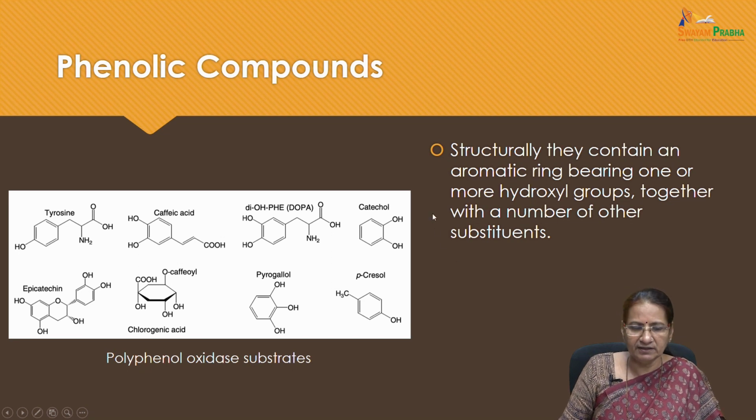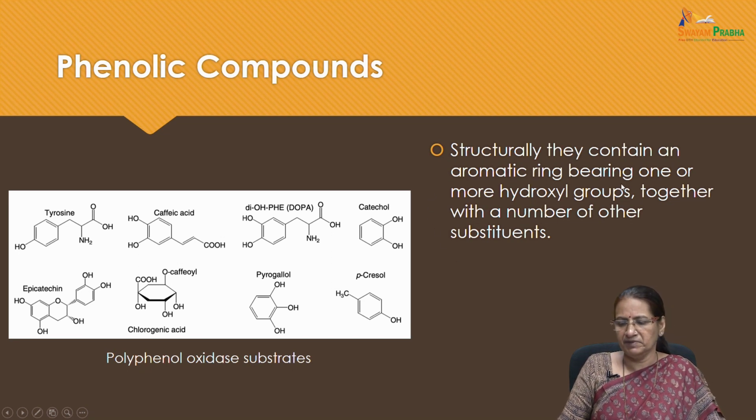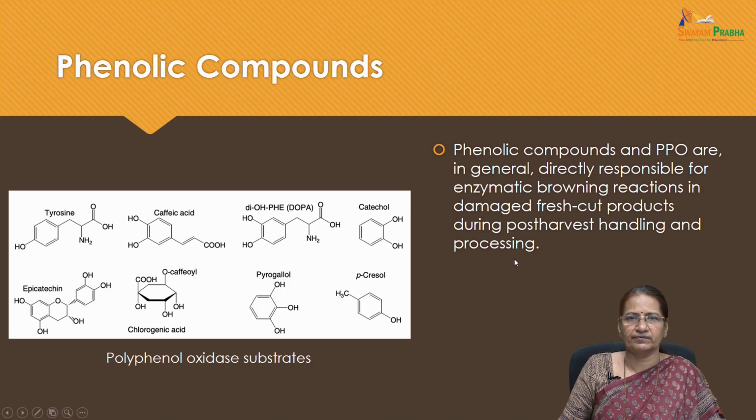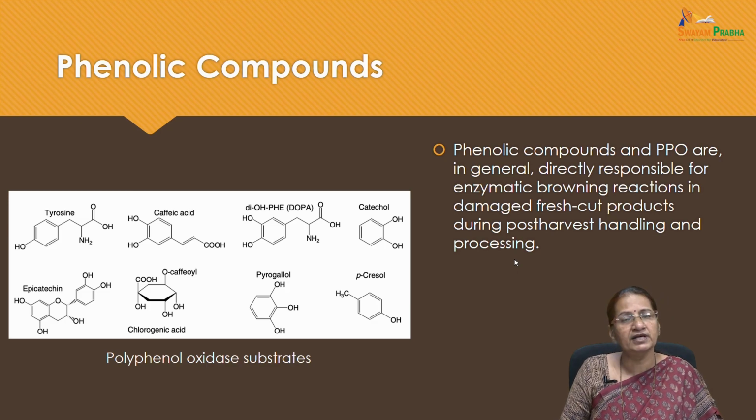Structurally, they contain an aromatic ring bearing one or more hydroxyl groups together with a number of other substituents. Phenolic compounds and PPO are in general directly responsible for enzymatic browning reactions in damaged fresh cut products during post harvest handling and processing.